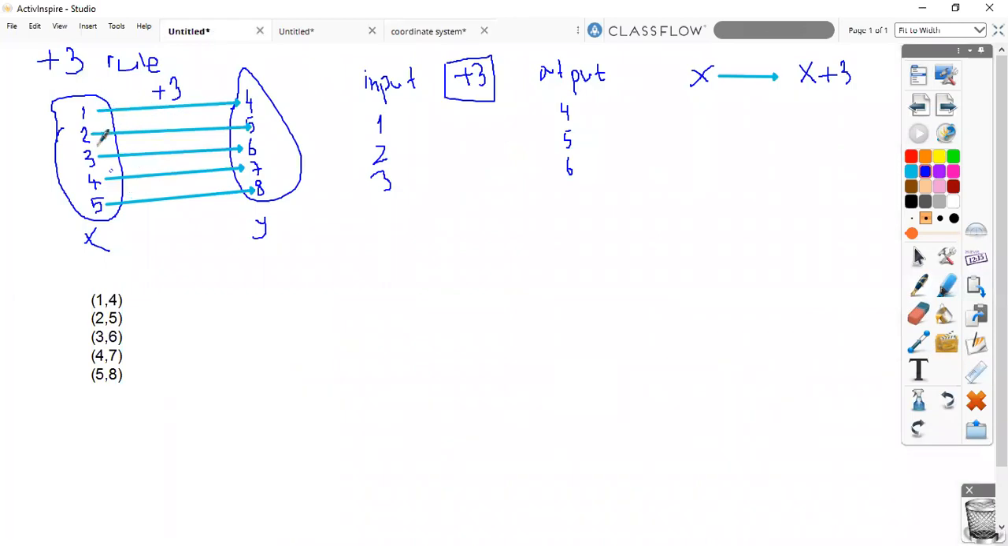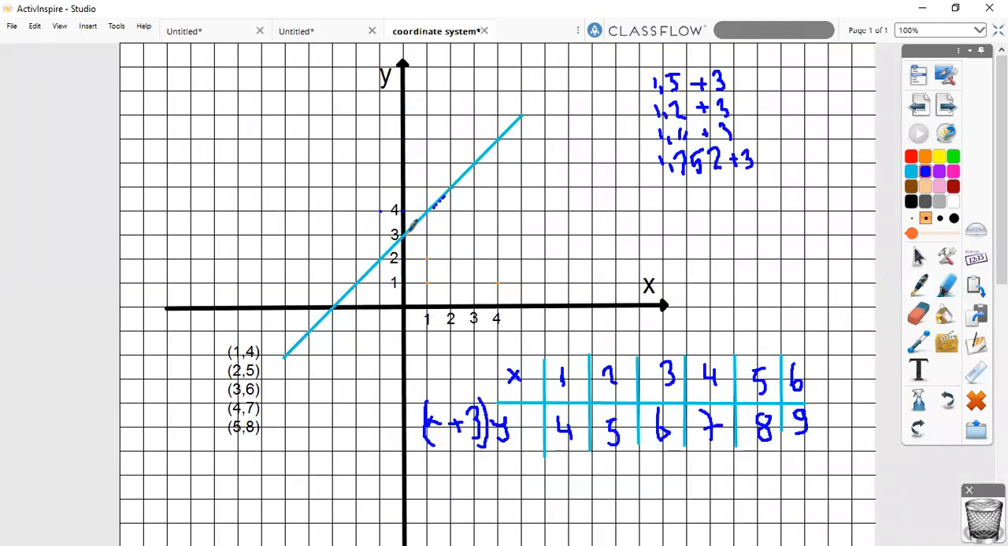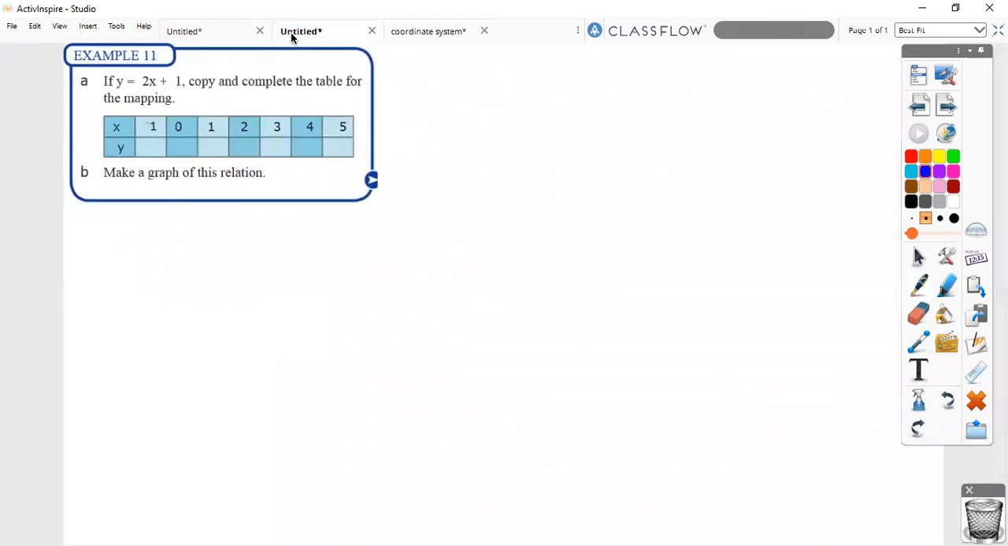Now here we did it with the diagram, we did it with the function machine, we did it mapping, we did it here with drawing the graph or joining the points, and the last one is showing it with the table. Now let's solve an example. The example says, if Y is equal to 3X plus 1, copy and complete the table for the mapping.